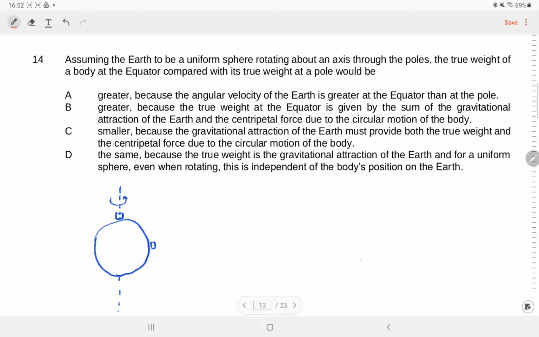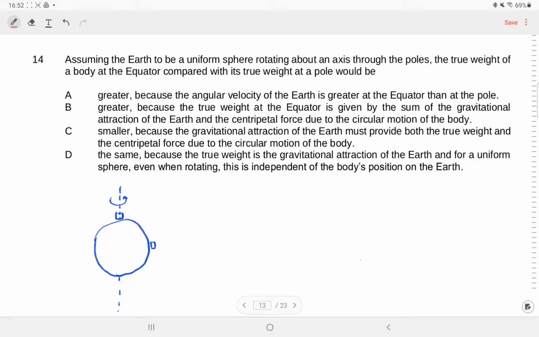Question 14. We are considering the true weight of an object at the equator versus at the pole. Here, the assumption is that Earth is rotating about the pole, and Earth is a uniform sphere. So we are removing all complications and just comparing the pole position with the equator. So what is the true weight?